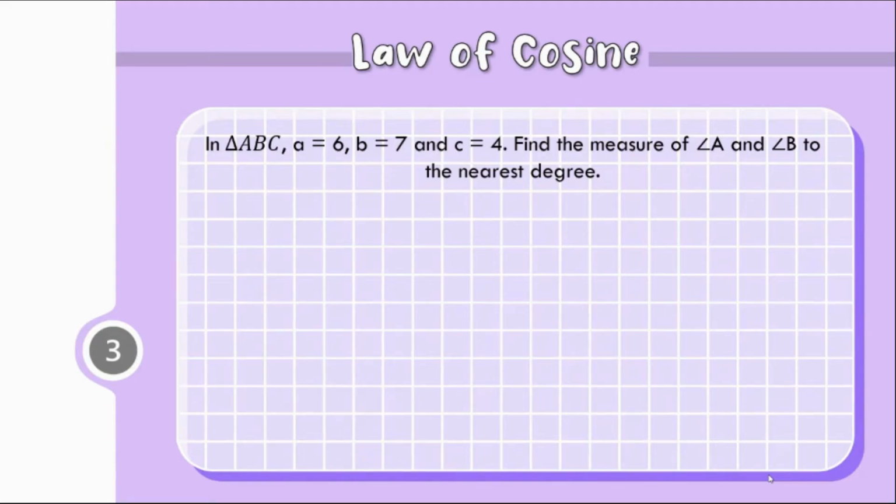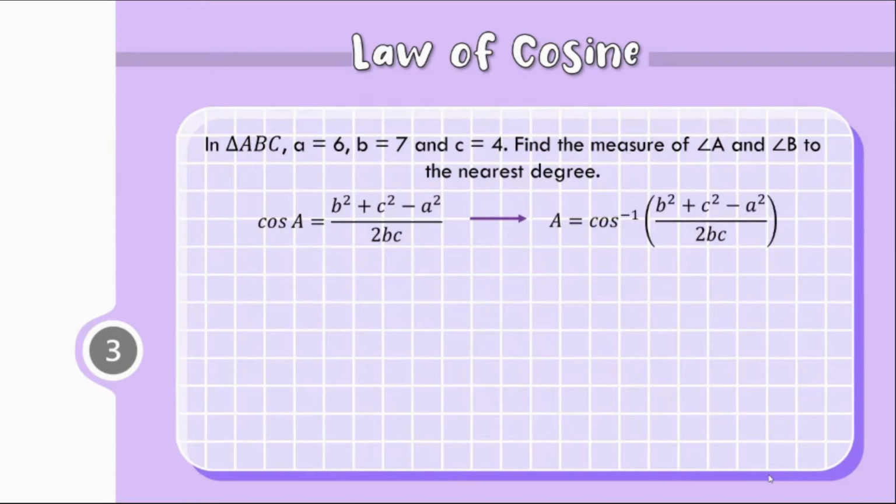Let us find first the measure of angle A. And since we have here angle A, then let us use the equation cosine A is equal to B squared plus C squared minus A squared over 2BC, in which the measure of angle A can be solved by A is equal to arc cosine of B squared plus C squared minus A squared divided by 2BC.